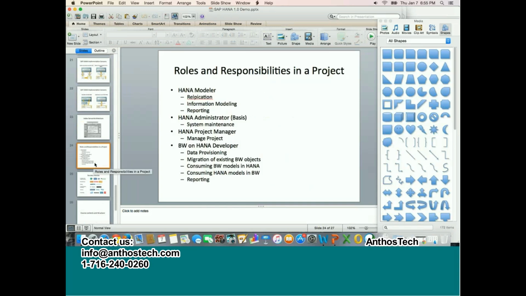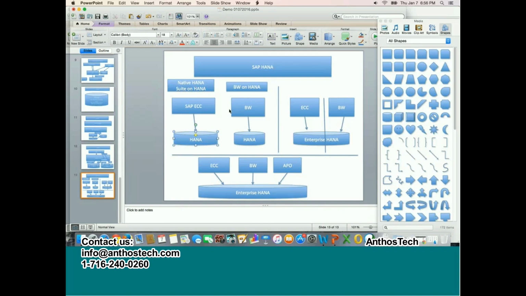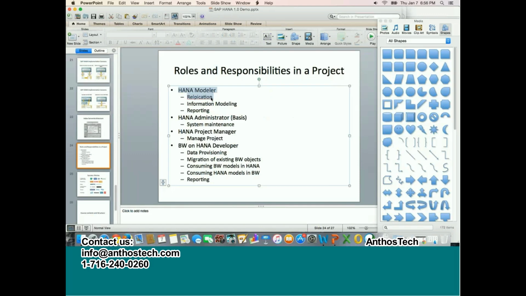So what are the roles and responsibilities that you can find in a project? If you have BW expertise, then you can get into a BW on HANA project or BW on HANA migration project. If you don't, then you can go into HANA modeler. How HANA modeling works, we will cover in detail in the training: attribute views, analytic views, calculation views, everything. HANA administrator is basically basis or system maintenance, and we will not get into that part. Then there are HANA project manager and BW on HANA developer. These are the types of roles that we see in the market today.